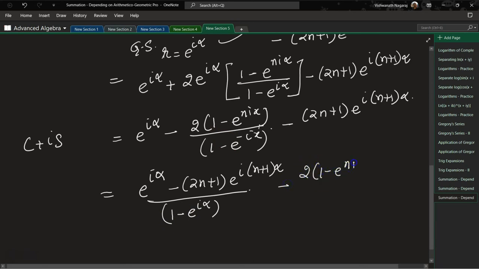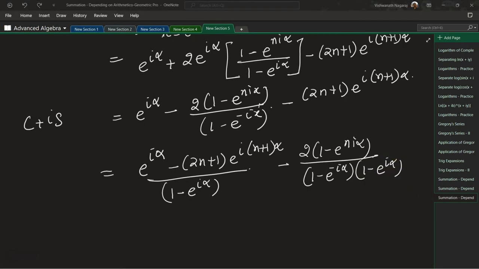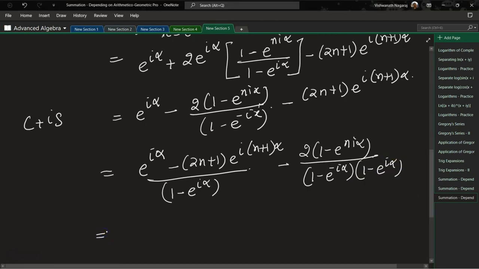1 minus e to the power of i n alpha by 1 minus e to the power of minus i alpha, times this one from the left hand side, what came? 1 minus e to the power of i alpha. Now let's see what we can do. Somehow we have to get both denominators equal, so that the numerators also we can combine. What we'll do is, here we have i alpha, so we have to multiply it by 1 minus e to the power of minus i alpha.